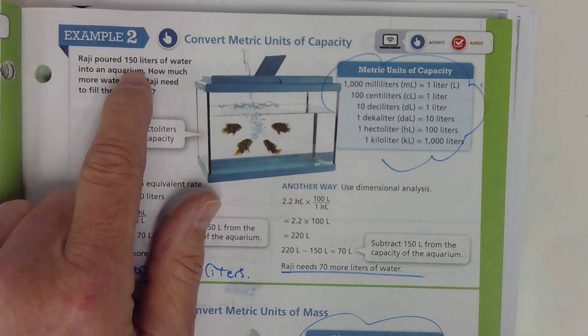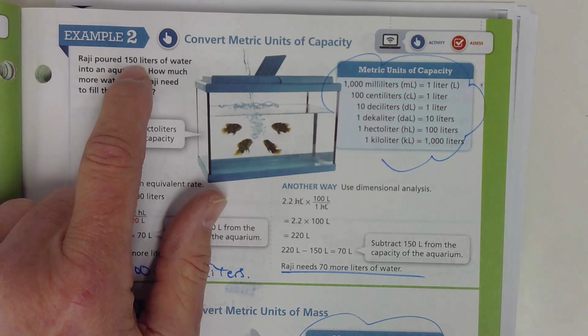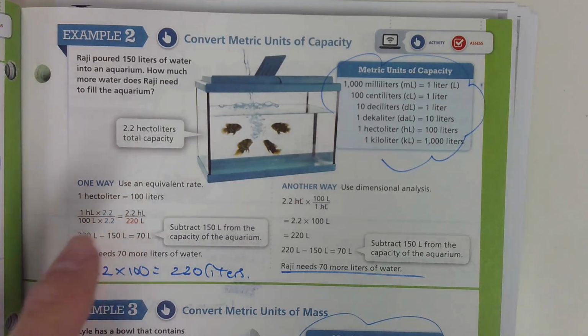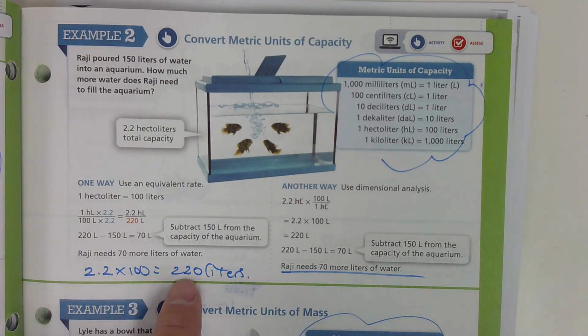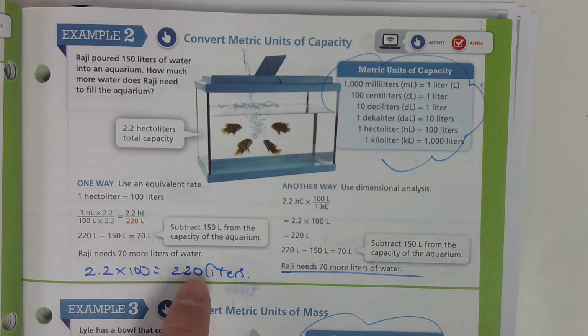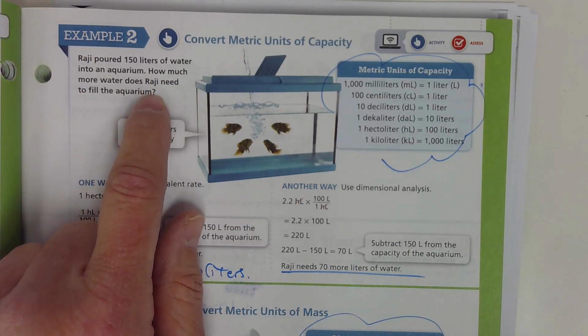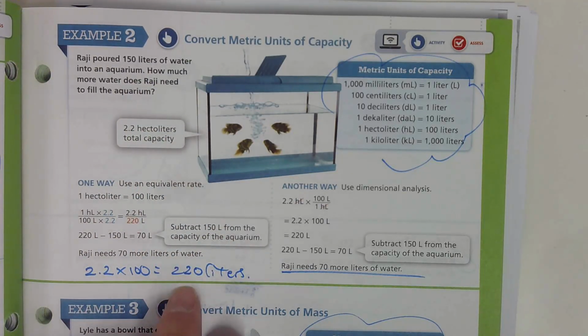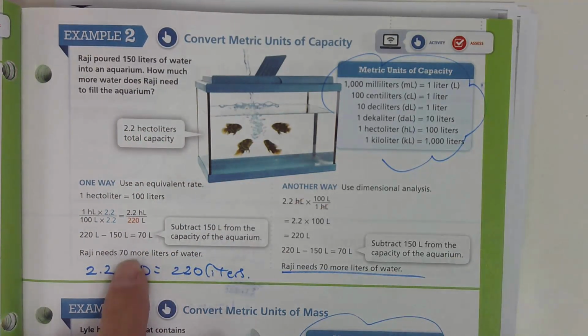How much do you put in? It says it right there. Take a look. 150. And what's the capacity? 220. And so the question is, how much more water does he need to fill the aquarium? Well, what's 150 from 220? Well, he needs 70 more.